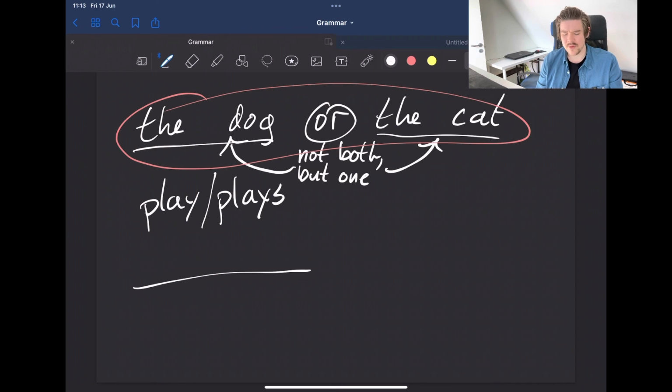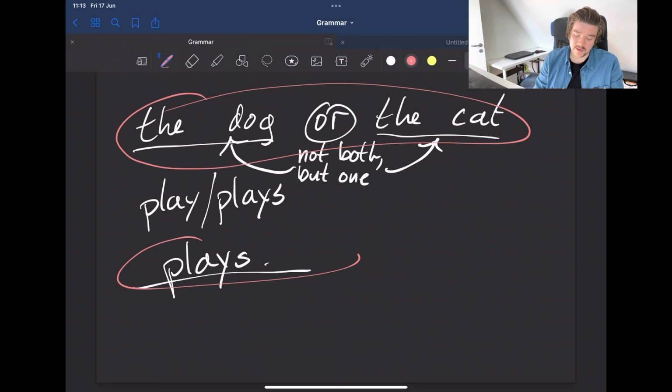The grammar or the semantics of the word or will instruct us to understand that it cannot be both. So it remains plays. That is the short version of this. I think I'll leave it at that and maybe come back to this later.